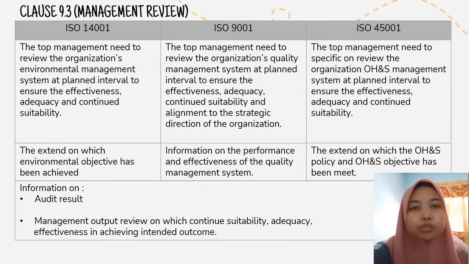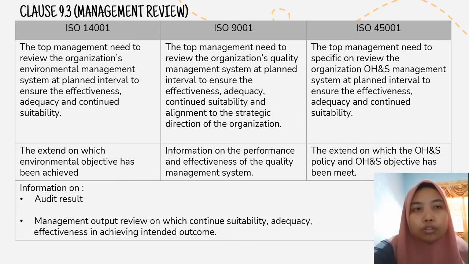Last is clause 9.3, which is management review. For ISO 14001 and ISO 45001, they need to review the organization's management system at planned intervals, because they need to make sure of its effectiveness, adequacy and continued suitability. While ISO 9001 has an additional requirement on alignment to the strategic direction of the organization.